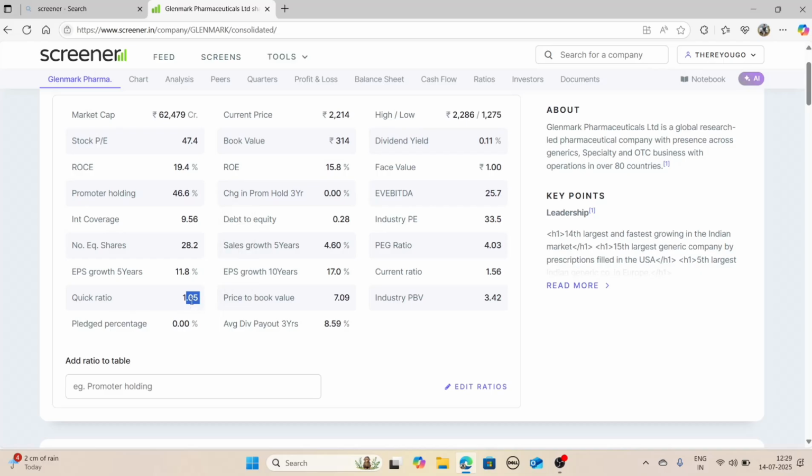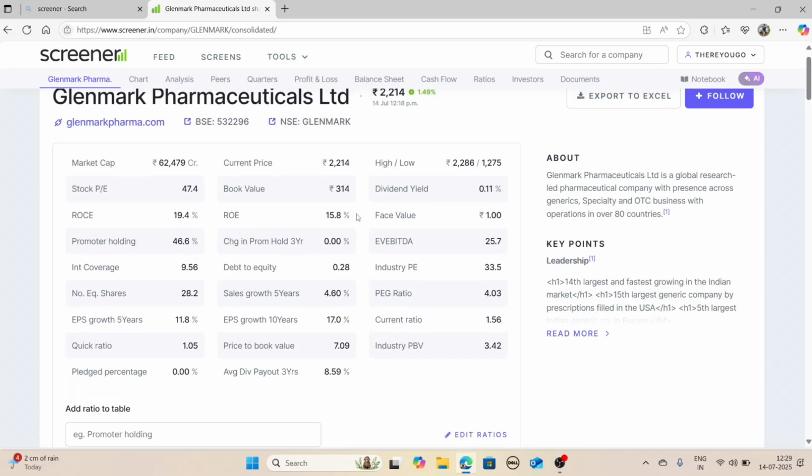And quick ratio is 1.05. That is nearly equal, we can say that it is fair, but it can be better. And current ratio is 1.56. That indicates they have inventory in their stocks. Pledged stock, there is no pledged stock. That's a good sign.